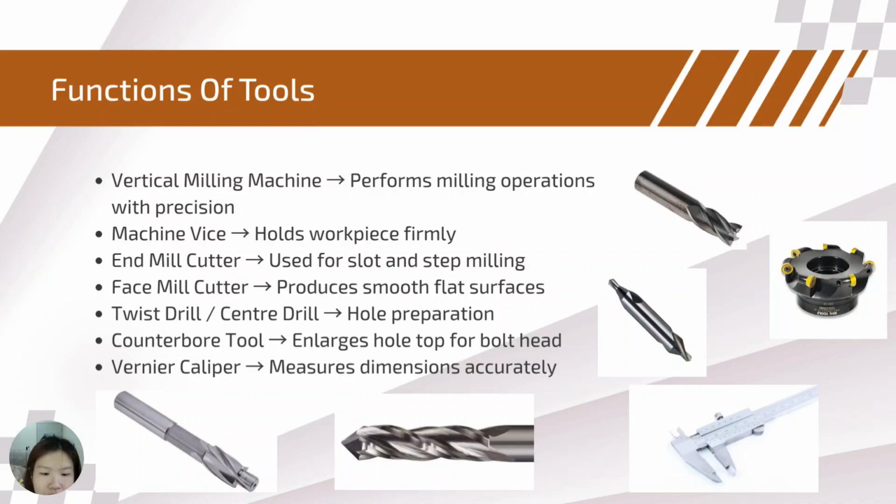Each tool has a specific function. The vertical milling machine performs the machining operations. The machine vise prevents movement and vibration of the workpiece. The end mill cutter is used for slot and step milling. The face mill cutter creates a smooth, flat surface. The twist drill and center drill are used to produce accurate holes. The counterbore tool enlarges the upper part of a hole so the bolt head can fit properly. Lastly, the vernier caliper is used to measure dimensions accurately.